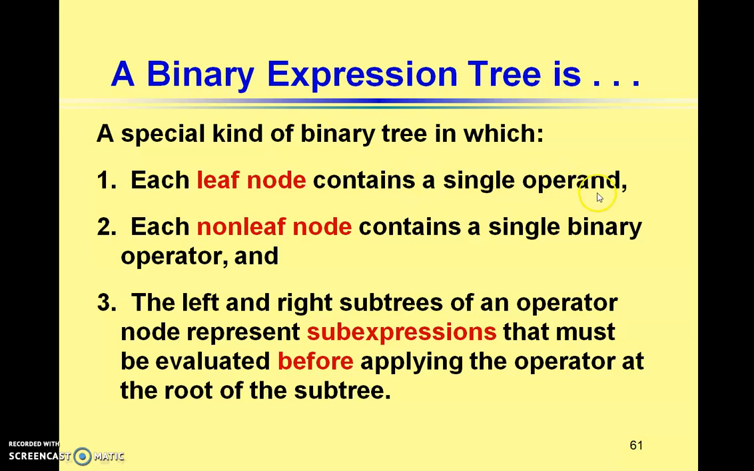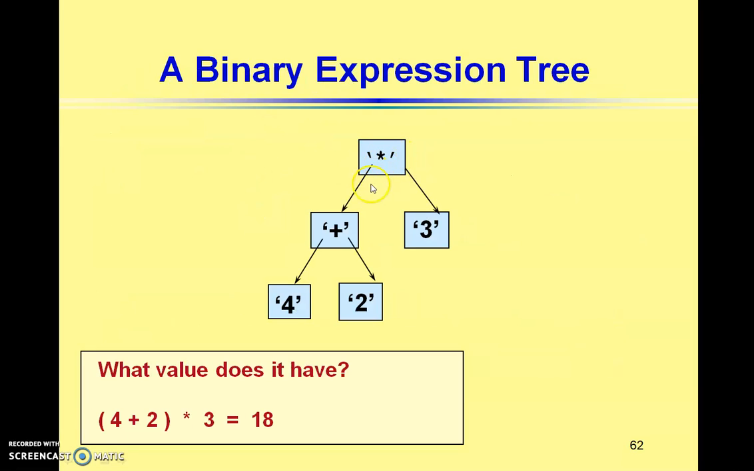Each leaf node contains a single operand. Each non-leaf node contains a single binary operator. The left and right trees of an operator represent sub-expressions and must be evaluated before applying the operator. So it's really left, right, parent. So you go left, left, right. So it's 4, 2 plus. And this is then the left, right is 3 times.